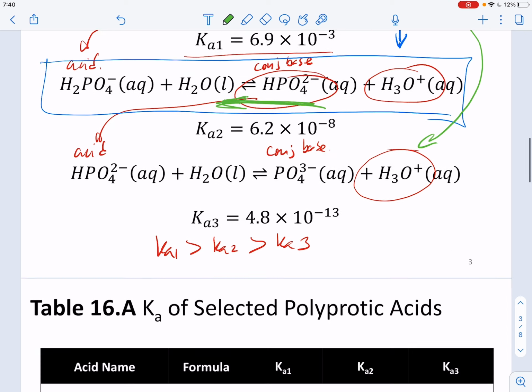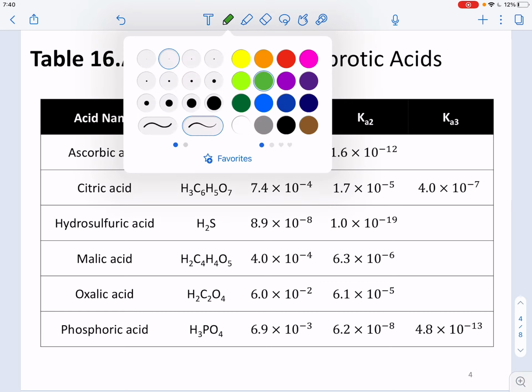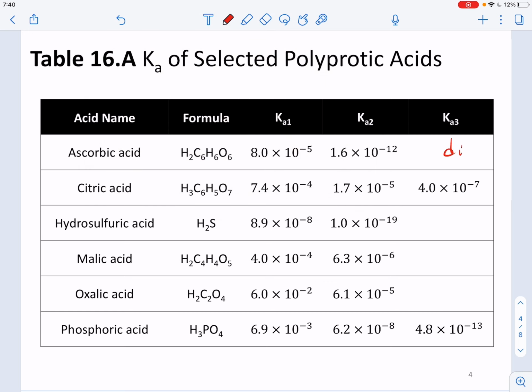All right. So some acids that you can be working with: ascorbic acid. This is a diprotic acid. Depending on the number of constants that you see here, this is diprotic, this is diprotic. And then phosphoric acid, we have already seen that this is a triprotic acid. Same thing with citric acid.